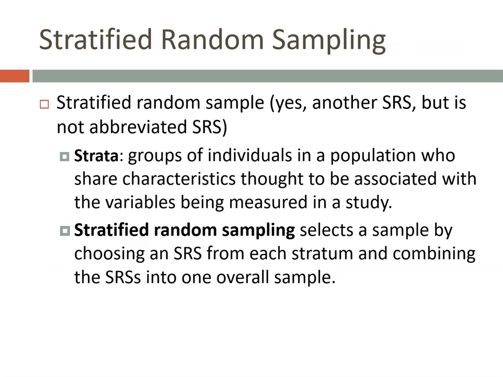The next one we're going to talk about is a stratified random sample. Yes, another SRS, but we do not abbreviate it as SRS. So let's get some definitions here. What do we mean by strata? By strata we mean groups of individuals in a population who share characteristics that are thought to be associated with the variables being measured in a study. Stratified random sampling is when you select a sample by choosing a simple random sample from each stratum and then combining the simple random samples into one overall sample.